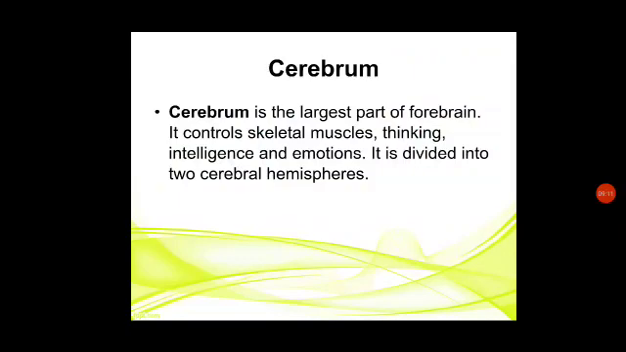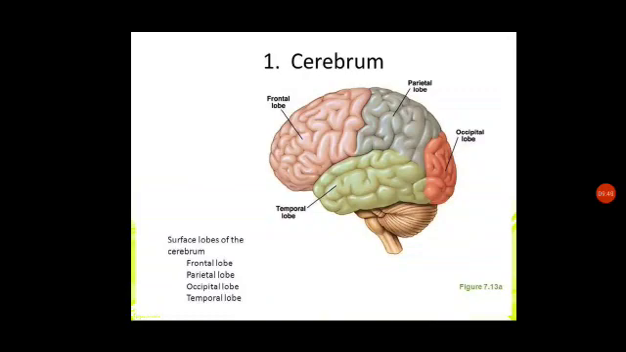Now the cerebrum. We are discussing the parts of the forebrain, and the third part is the cerebrum. The cerebrum is the largest part of the forebrain. Its function is to control the skeletal muscles, thinking, intelligence and emotions. It is divided into two cerebral hemispheres. So the cerebrum's function is also very important. Skeletal muscles of the whole body, like walking, running and all the voluntary movements, are controlled by the cerebrum, and thinking, intelligence and emotions are also controlled by the cerebrum. Here you can see the cerebrum.